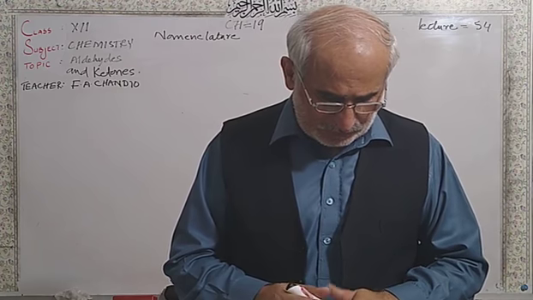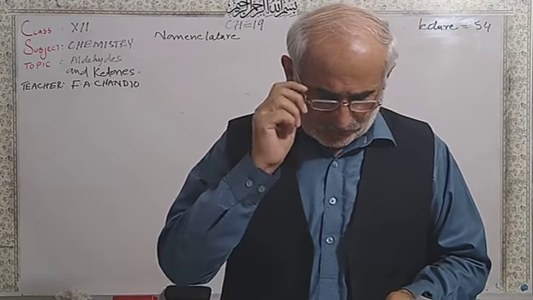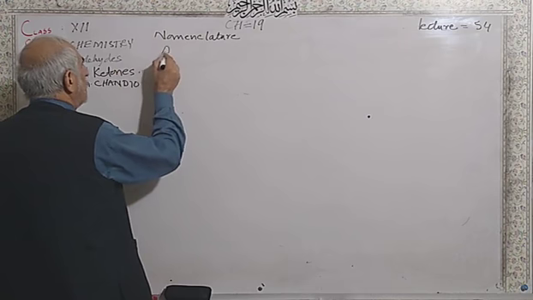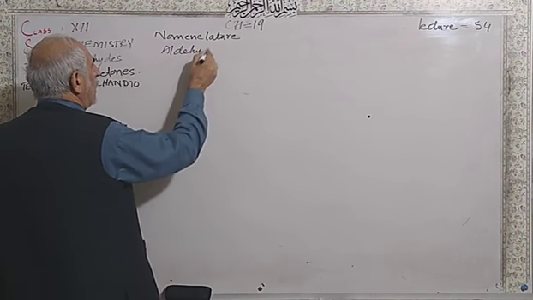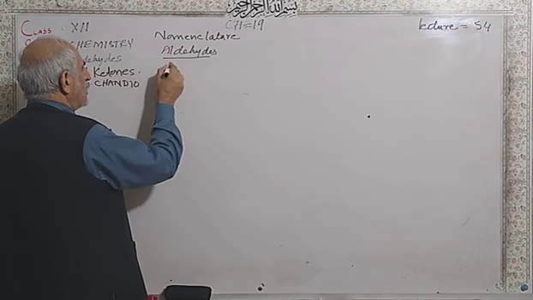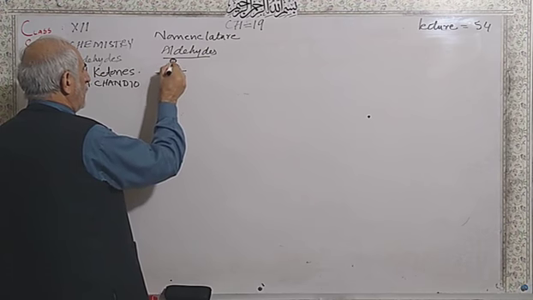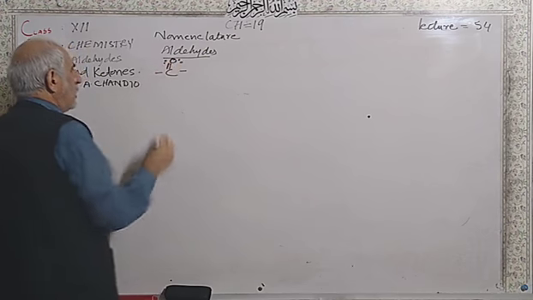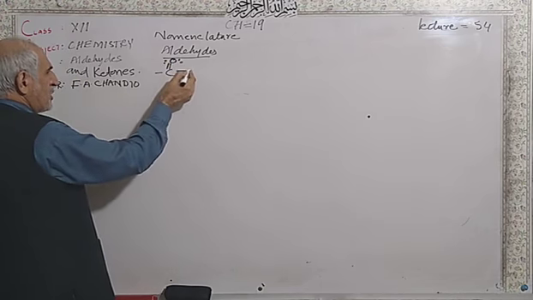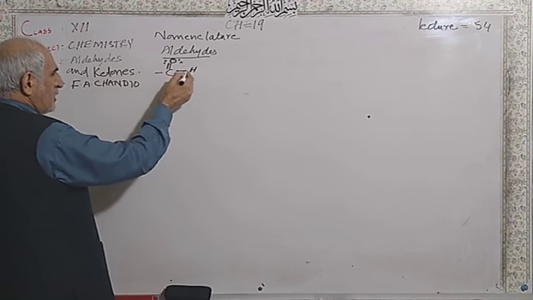In the aldehydes, the carbon atom of the carbonyl group is directly attached with at least one hydrogen atom. Aldehydes. This is a carbonyl group, and one side must be attached with one hydrogen atom. This is the aldehyde.